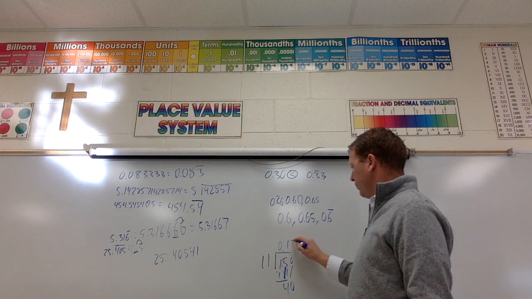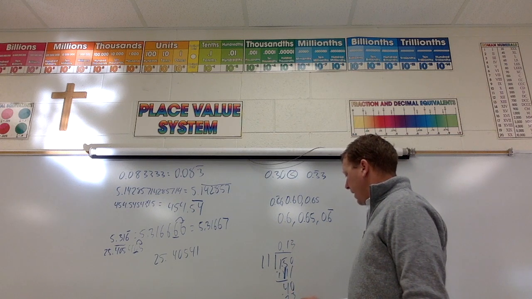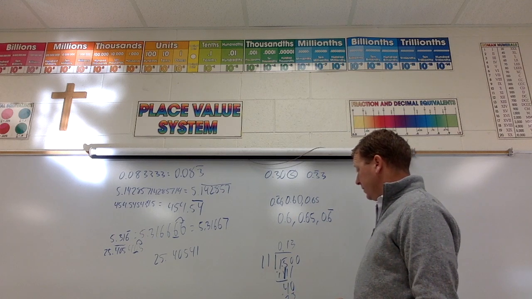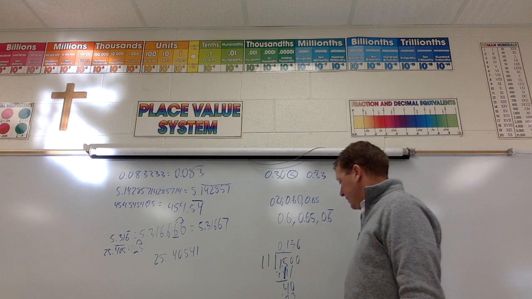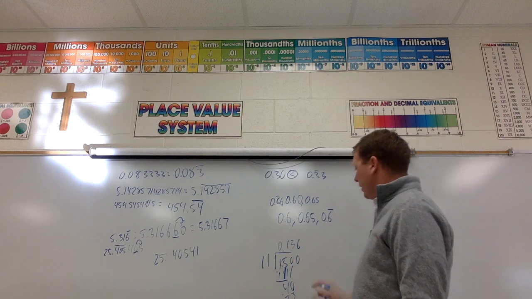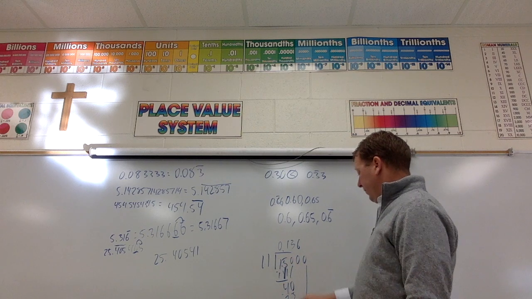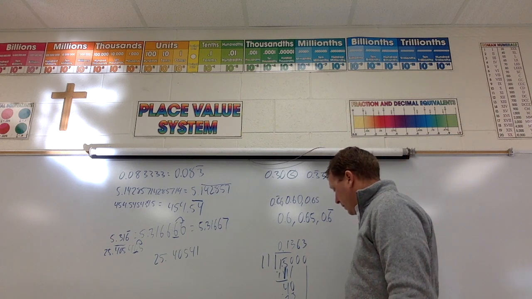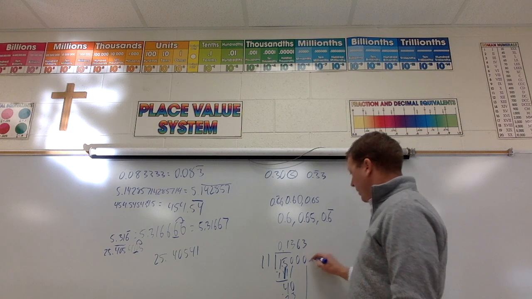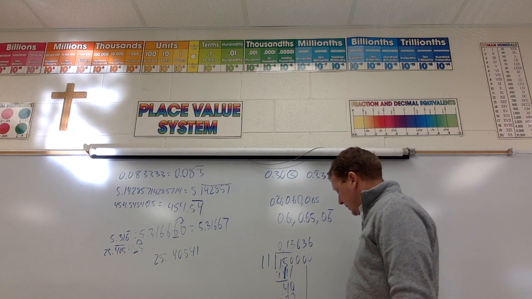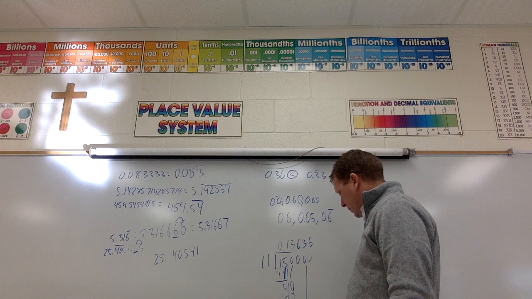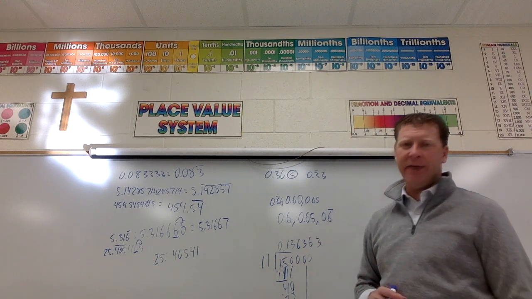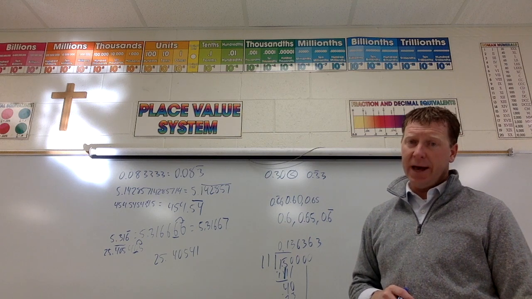11 goes into 40 3 times. That's 33. Subtract gives me a 7. Add a 0, bring it down. 11 goes into 70 6 times. That's 66. Subtract gives me a 4. Add a 0, bring it down. 11 goes into 40 3 times. That's 33. Subtract 7, bring down a 0. It goes in there 6 times. 66. Subtract 4. Bring down a 0. Goes in there 3 times. I'm now confident that I have a repeating pattern.